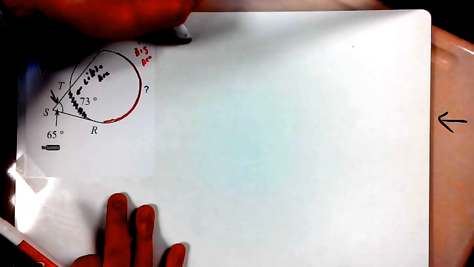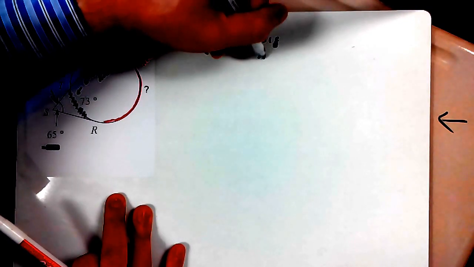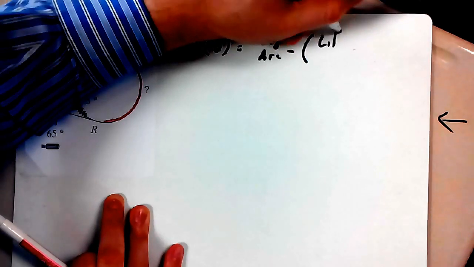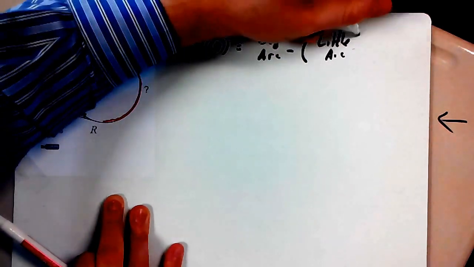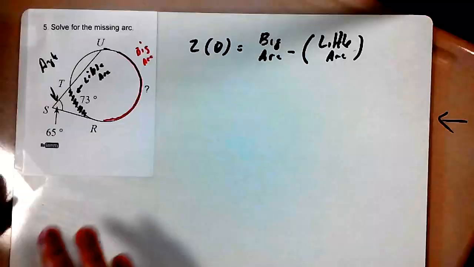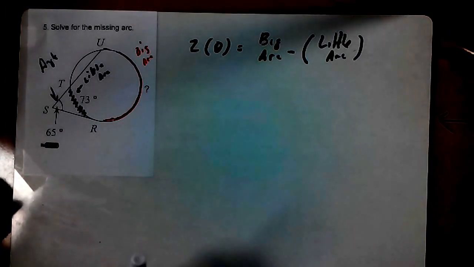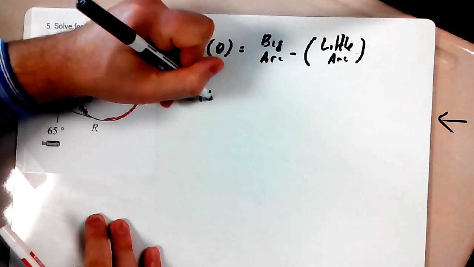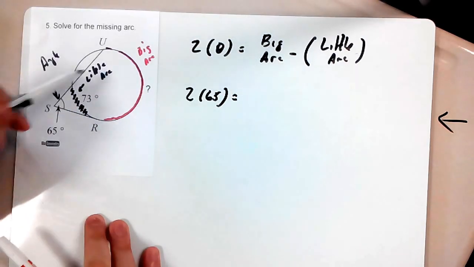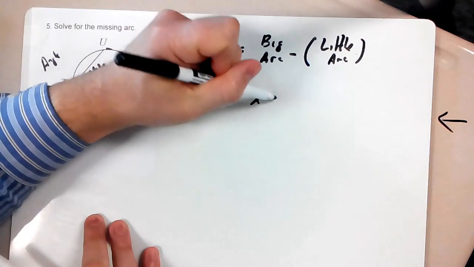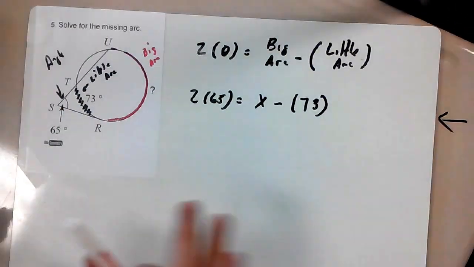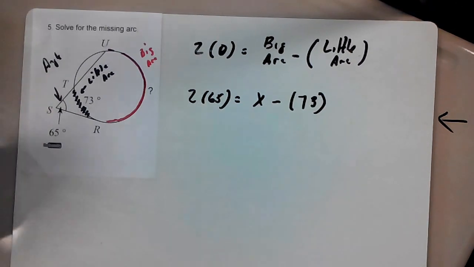I'm going to use the formula 2 theta equals big arc minus parentheses little arc. You want to get into the habit of writing these parentheses. In this particular case, we don't really need them, but in other cases we do. And if you miss out on the parentheses, you're going to get the problem wrong. Here's the angle. So this is 2 times 65 equals the big arc we're going to call x minus, now I'm going to put in parentheses, 73. Now in this case we don't need the parentheses and we could generally ignore them.